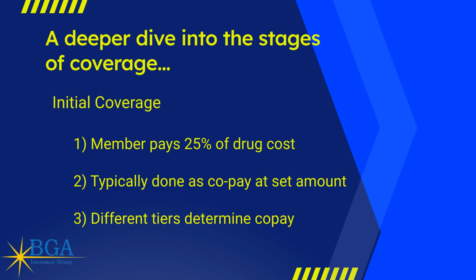Tier 1 is a preferred generic, Tier 2 is a non-preferred generic, Tier 3 is a preferred brand, Tier 4 is a non-preferred brand, and Tier 5 is reserved for specialty drugs. The higher the tier, the more your client will pay. This is why it is so important to review your clients' prescriptions with them and help find a plan that covers their drugs at the lowest tiers possible.